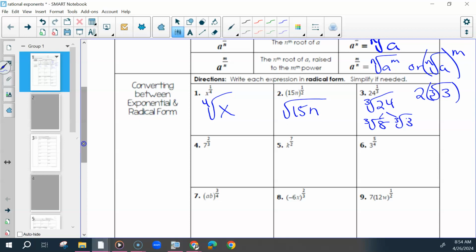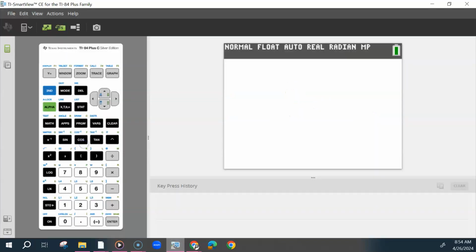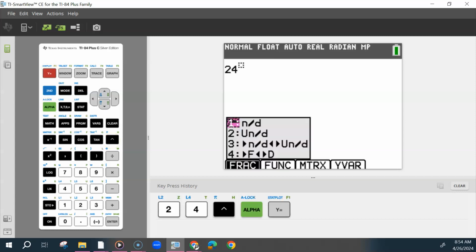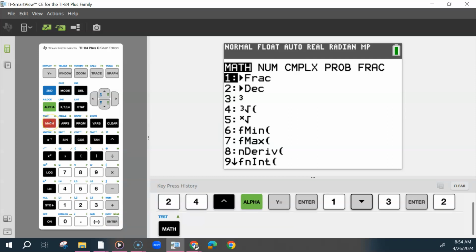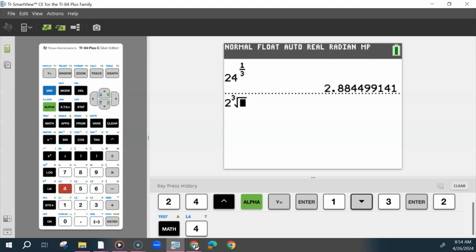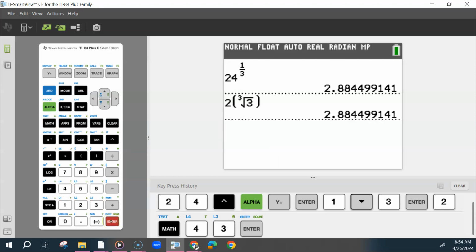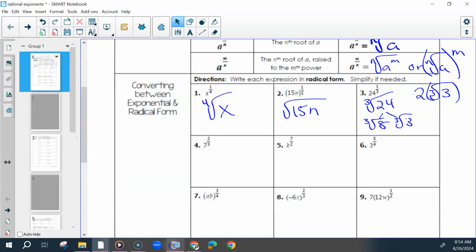A lot of your rational exponents, I would definitely double check in your calculator, especially if you start to simplify or you have a lot of different numbers. So this one I'll show in the calculator. So put in the original 24 to the 1/3 and then 2 times the cube root in math of 3. And we get those same decimals. So in decimals and in the calculator, that's how you would check yourself. Do you have any questions so far before we continue?